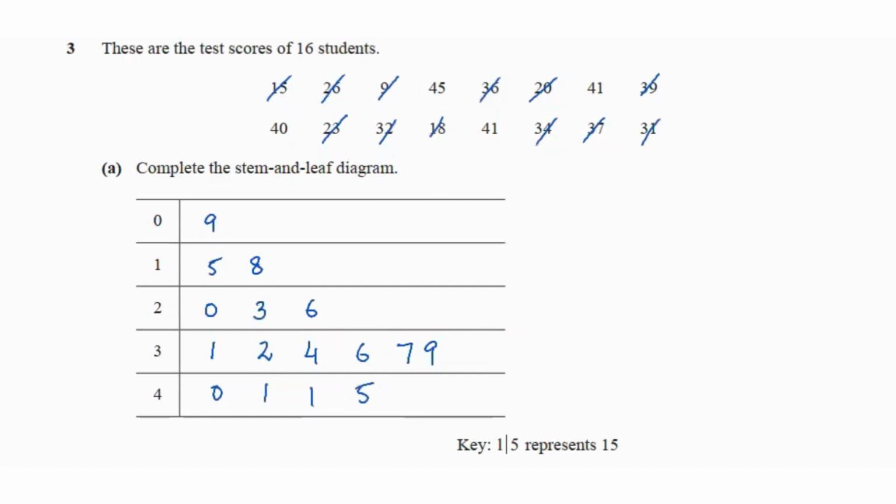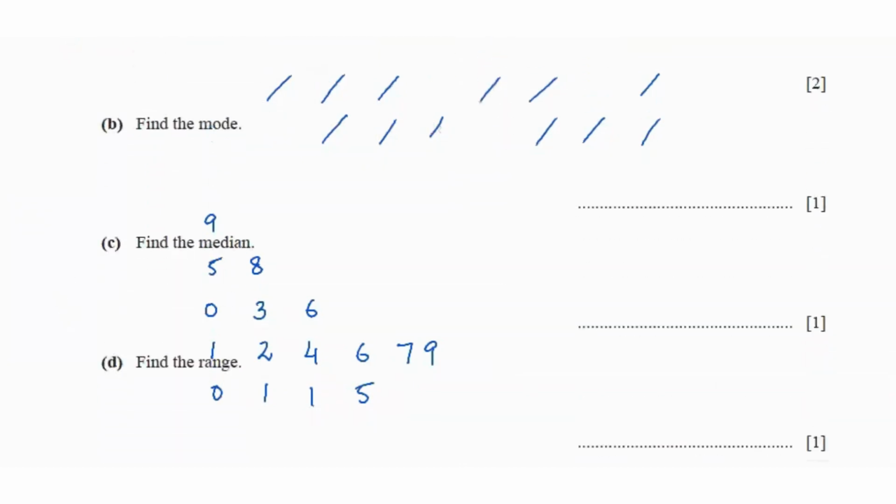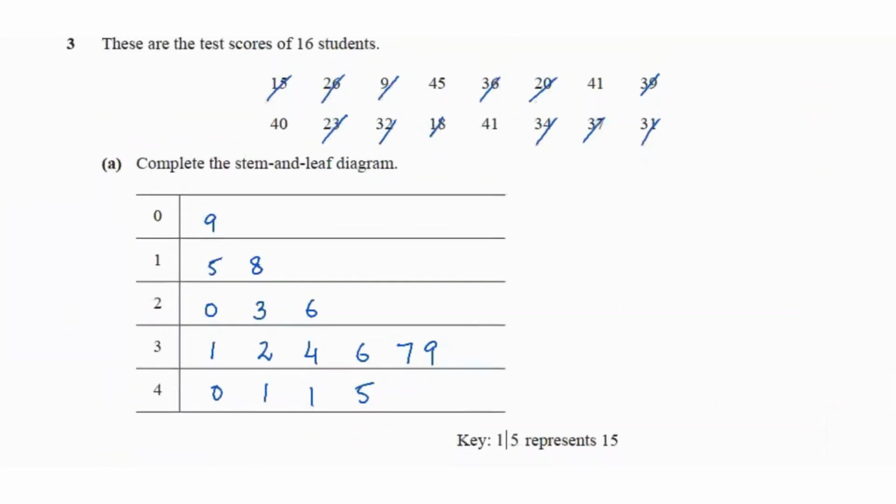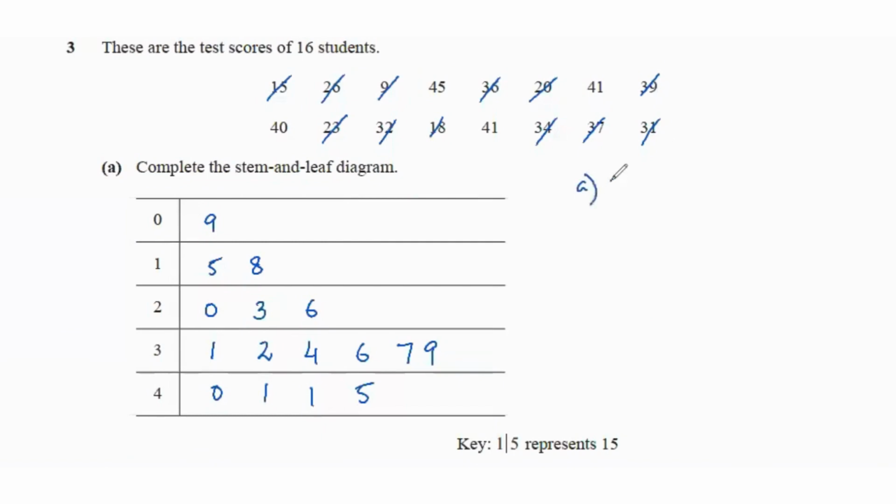Now, in the next part, it says find the mode, median, and range. For the mode, that is your highest frequency. So which one of these numbers has the highest frequency in this data set? So as you can see, 41 comes twice. So that means the mode is going to be 41. There is no other number that's repeated twice or more than twice.